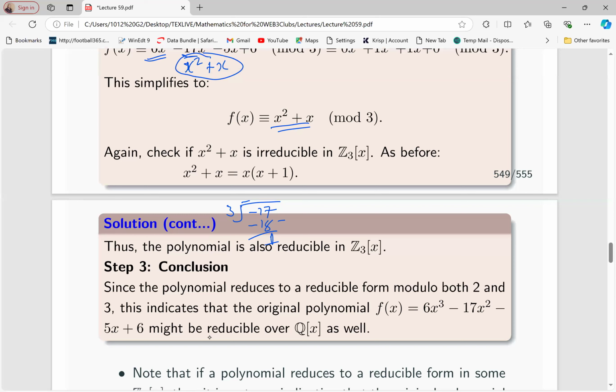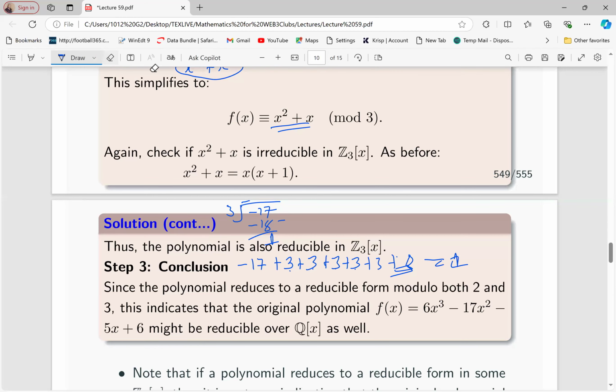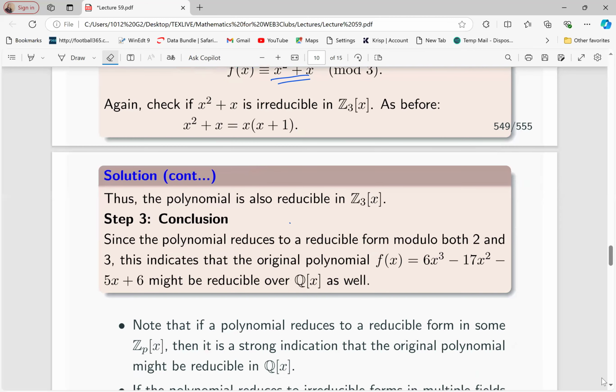For the other way, you take this negative 17 and add 3 times until you get a positive number. And you discover that you add there 6 times: 1, 2, 3, 4, 5, and then 6. You add 6 times, and when you do that, you get 1. So it's negative 17. Now, two prime numbers have given us a new polynomial which was reducible, and therefore we can say that this other one is also reducible.